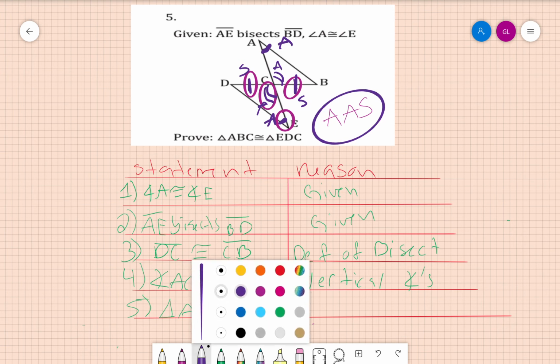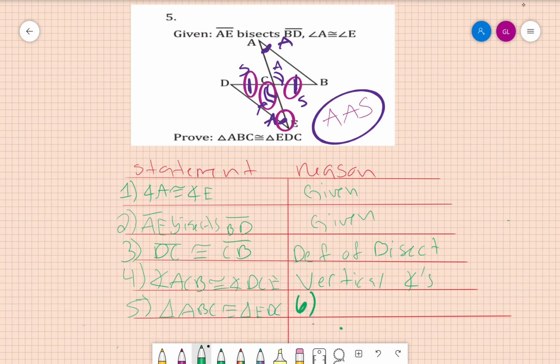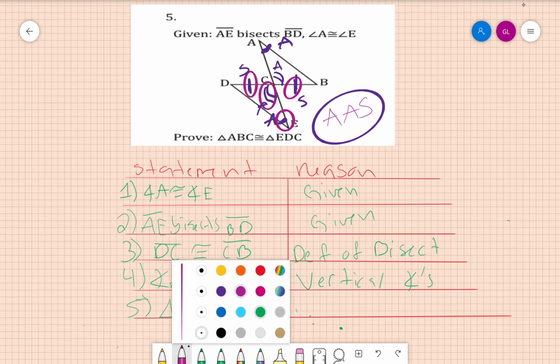I'm going to keep this all, as long as you can see, with the right type of pen. No, it's not, but we're fine. This is the one right here.